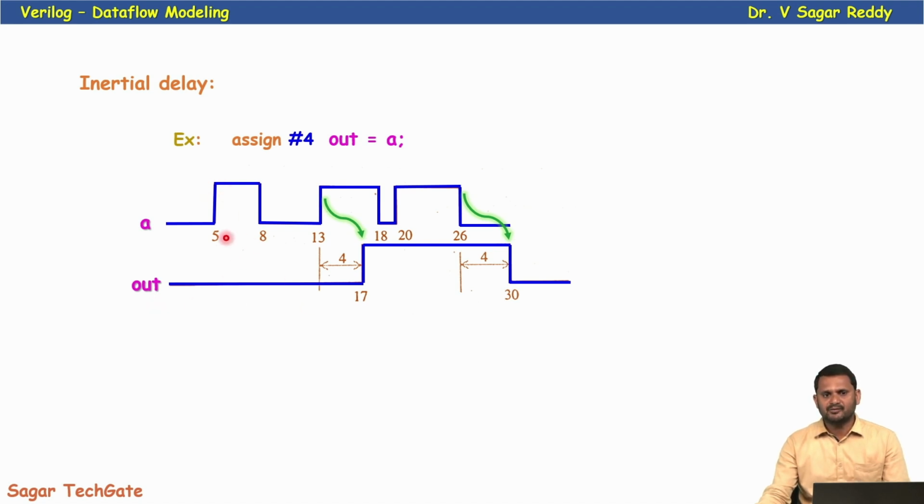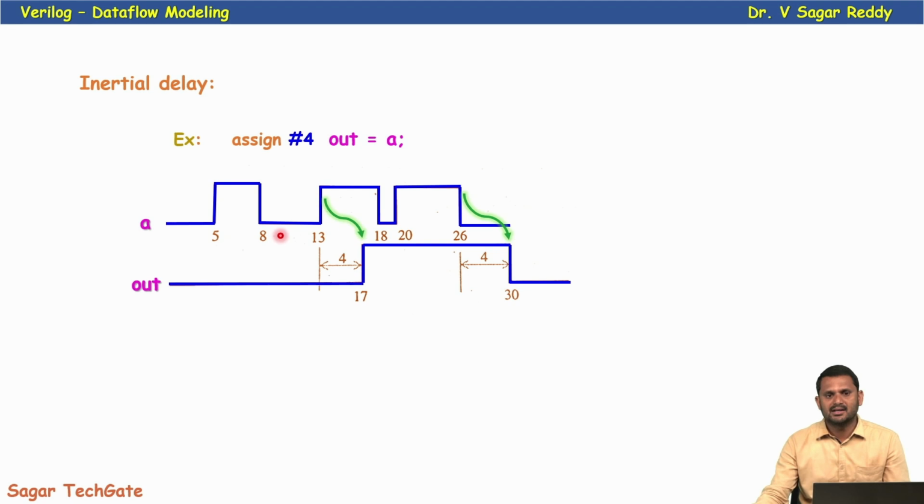Now, after 4 time units, 5 plus 4 at 9, we should get 1 actually. Yes or no? But we didn't get this. Out is still 0. Why? Because a is stable only for a duration of 3 time units. It is less than 4. If a is stable for at least 4 time units, then only it will propagate.